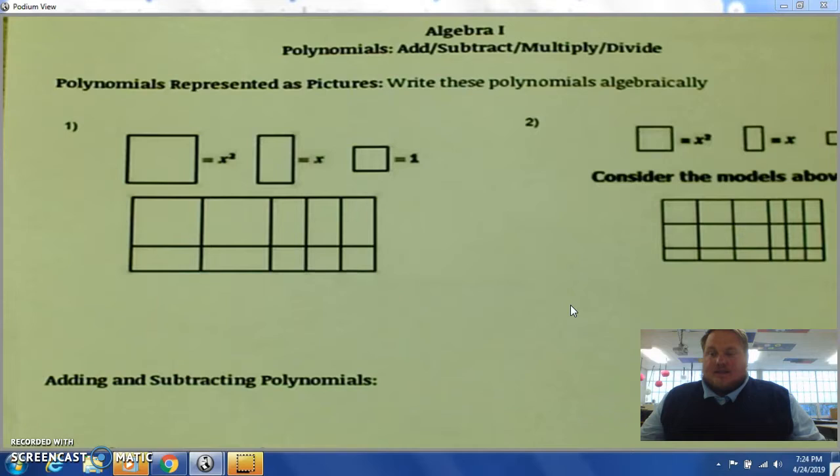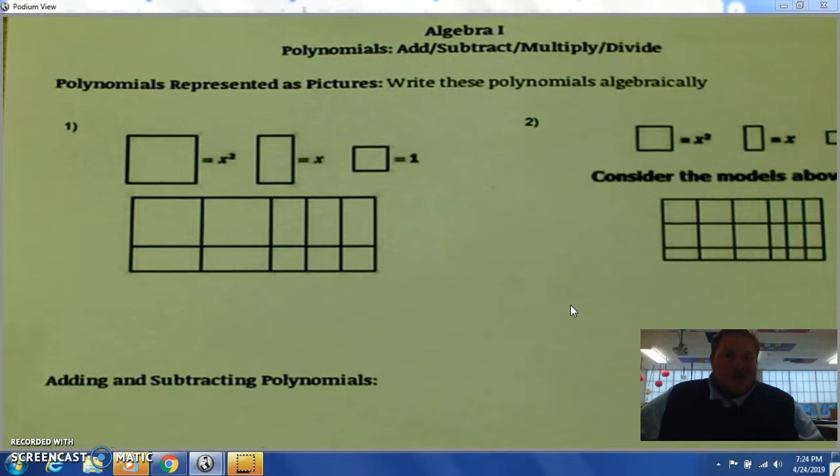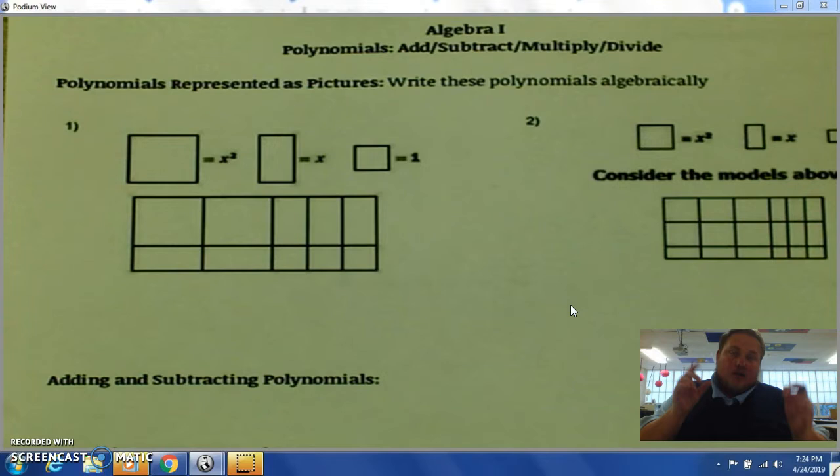So anyways, because the SOL likes pictures, okay, they love pictures and graphs, we're going to start off our polynomials by looking at pictures. Remember, polynomials are things that have more than one term. So a polynomial would be something like 2x plus 1, because you have 2x and you have 1, or 3x squared plus 2x plus 1. Now you have three terms, which is called a trinomial, but they're still polynomials, okay? If you just have like 2x, that's called a monomial.